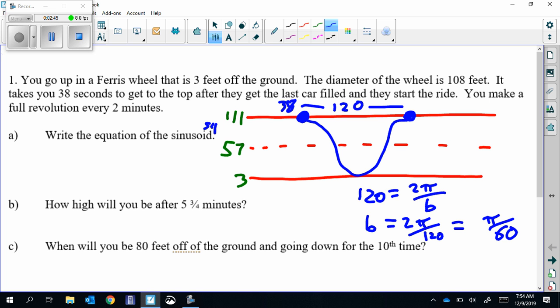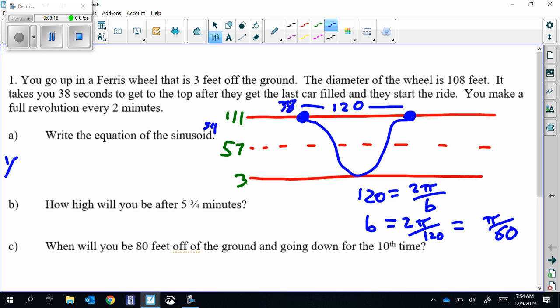So we know amplitude, so we know A. We know B, that's what we just found. We know C, because that's the starting point, and we know D, that's the midline. So that's it. We've got our entire equation. The only thing we didn't explicitly talk about is the shape. And you've got to decide if that's a positive or negative sine or cosine. And since it starts at the top and goes down, that would be a positive cosine.